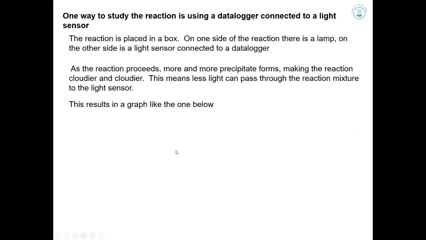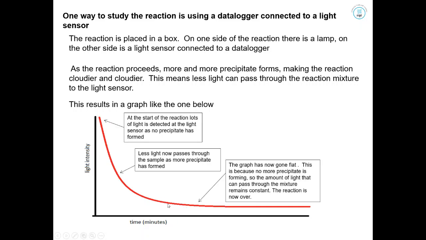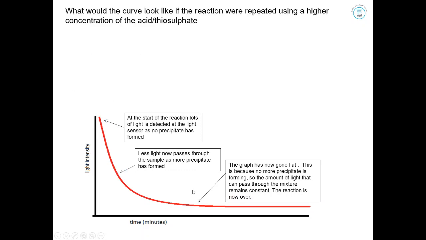Okay, so that's what we get. We start off with lots of light being passed through our sample. As time proceeds, less and less light passes through. Again, steep at the start, fast rate slowing down, so you're forming less precipitate, so the change in light intensity is dropping off, and eventually our light intensity drops off completely. So our reaction's probably finished around this point, probably even here really. Okay, so that's one way of doing it.